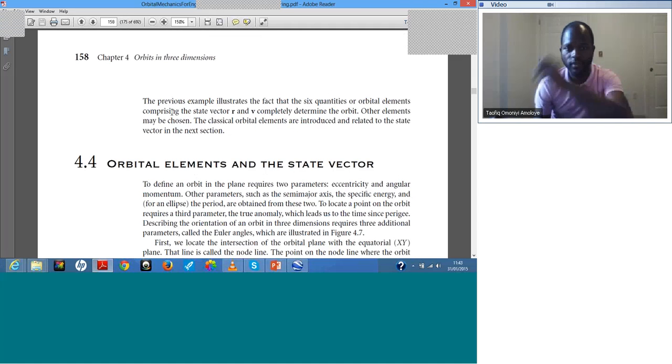The previous example illustrates the fact that the 6 quantities comprising the state vector R and V completely determine the orbit. That's what you should strive to understand from this lecture and from the workings of the examples there. Other elements may be chosen. The classical orbital elements are introduced and related to the state vector in the next section.